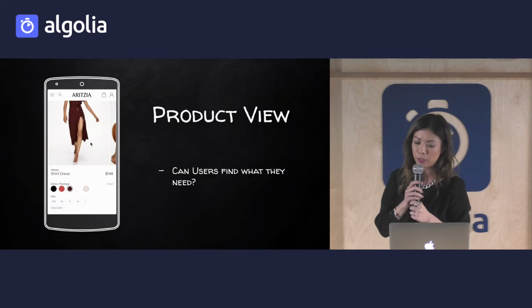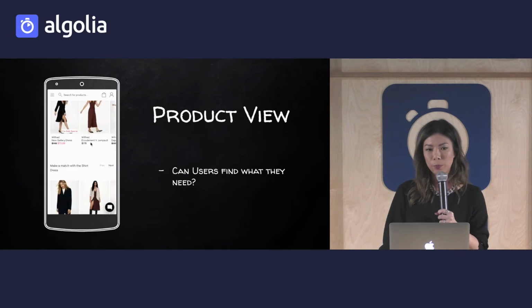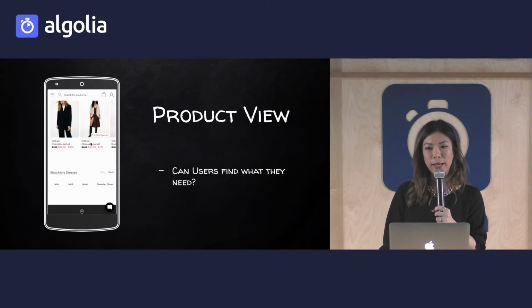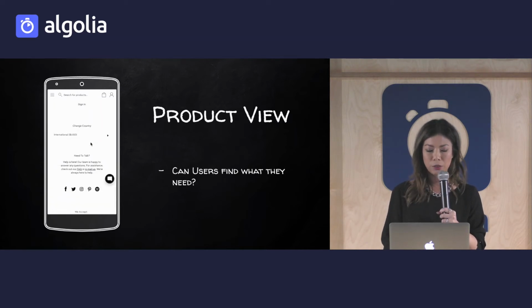So the first one is the product view. Basically, you want the user to be able to go into your product page and find the items very clearly. They should know where to find it.